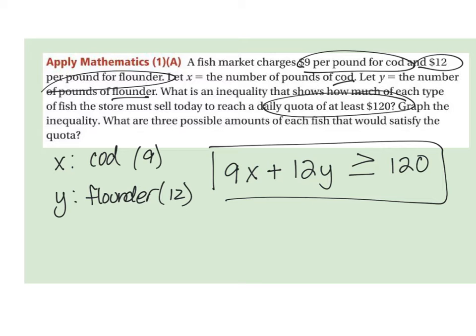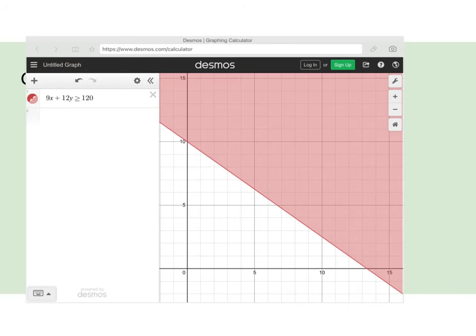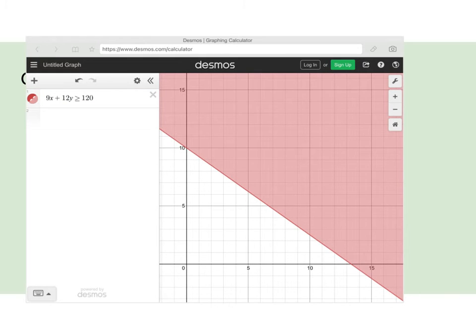All right, so now what we're actually going to do is graph this guy on handy dandy Desmos. So it's, whoops, 9x plus 12y. Didn't get the x in there. And it's greater than 120. Greater than or equal to, I guess. So here are all of the points that would satisfy.